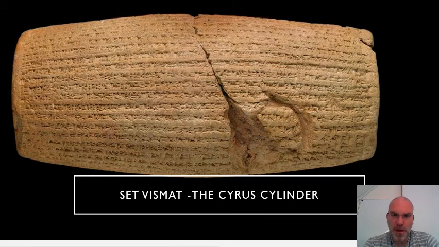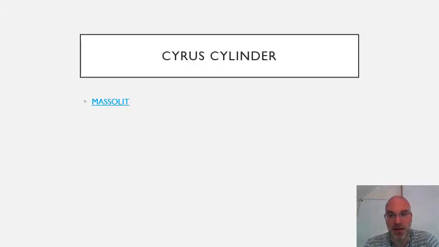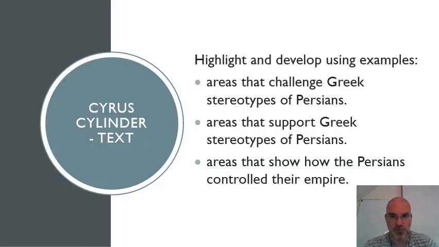So we'll have a look at the text of the cylinder in a little bit and do some work on that. But what I would like to do now is to have a look at the second MassLit video, which covers a bit more of the Cyrus story and looks at the Cyrus cylinder in a little bit of detail. Do take notes, especially on analytical arguments. And once you've done that, a task for you using the Cyrus cylinder text.